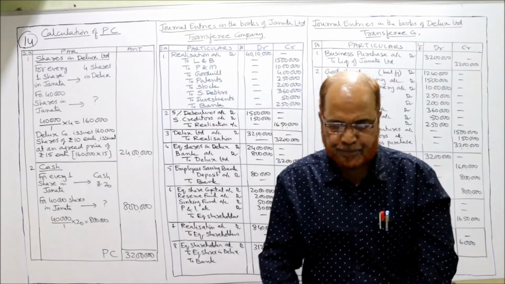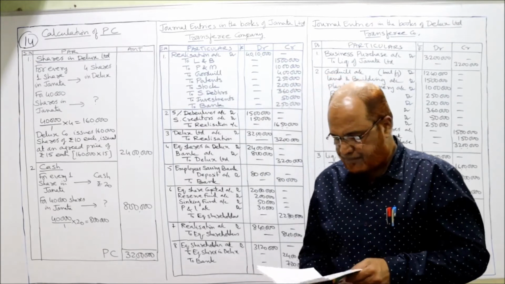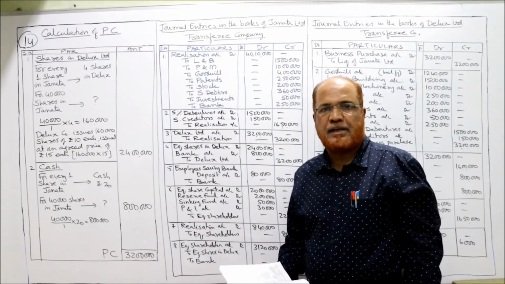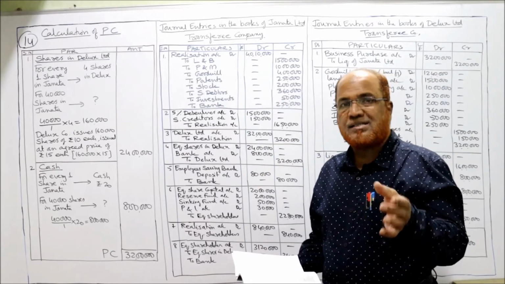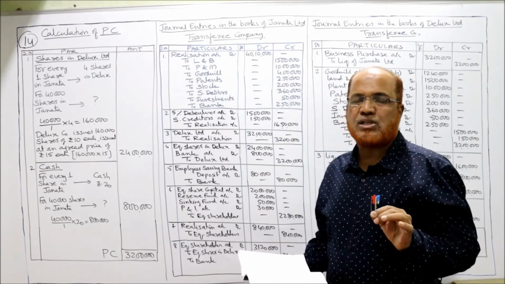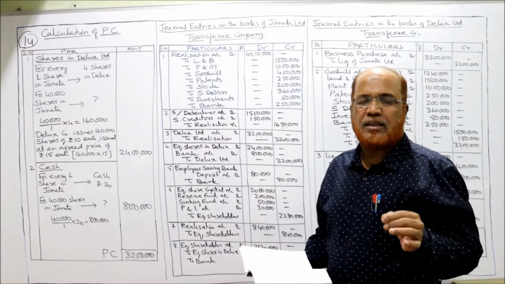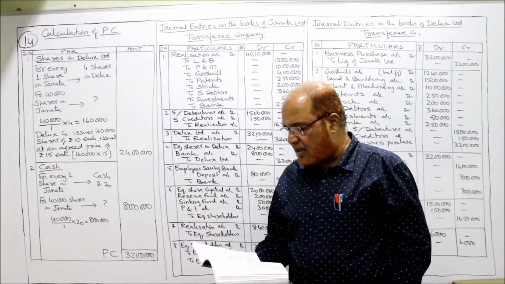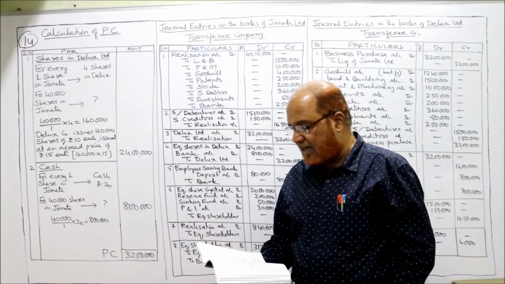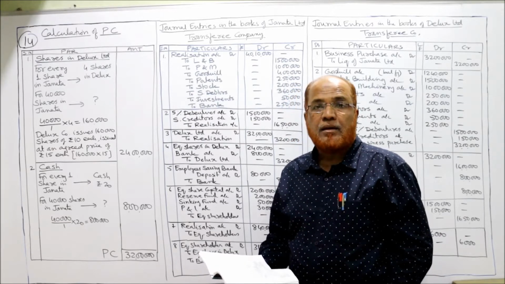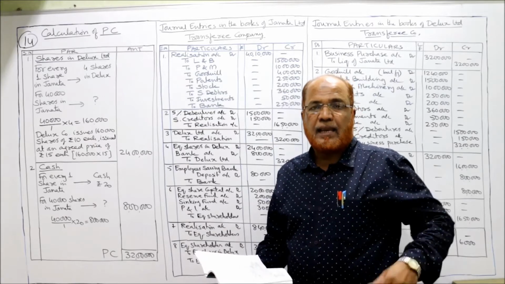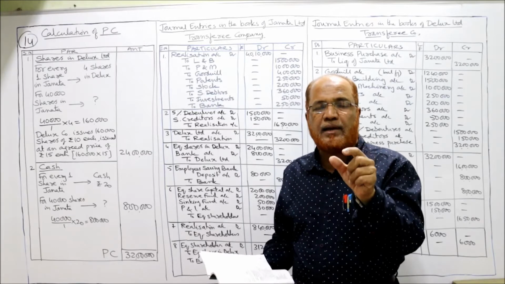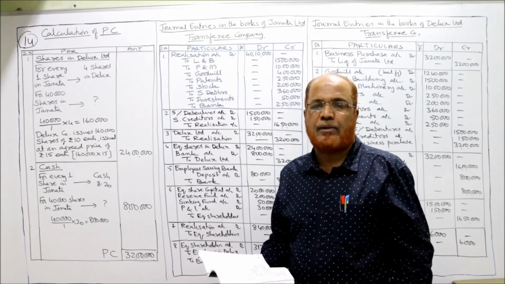Problem number 14. Now see the problem number 14. The Janata Company Limited is absorbed by Deluxe Company Limited. So Janata Company is absorbed means transferor company Janata Limited, and the transferee company is the Deluxe Limited. And in consideration thereof, the latter company agrees to take over the trade liabilities. This is the new point in this problem. The latter company means Deluxe Company. Deluxe Company takes over only trade liabilities, not all liabilities.